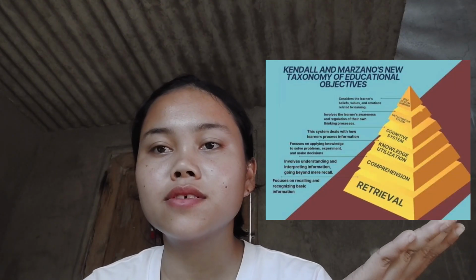So let's proceed to the fifth taxonomy, which is the new taxonomy of education objectives by Kendall and Marzano. So first is retrieval, so recalling knowledge. So you remember basic facts and information. Next is comprehension. So understanding the information so you can explain or make sense of ideas.